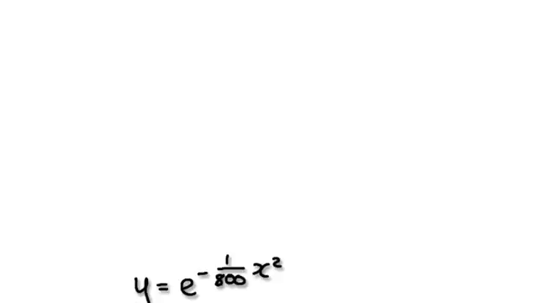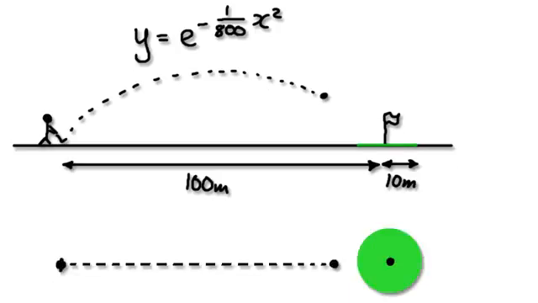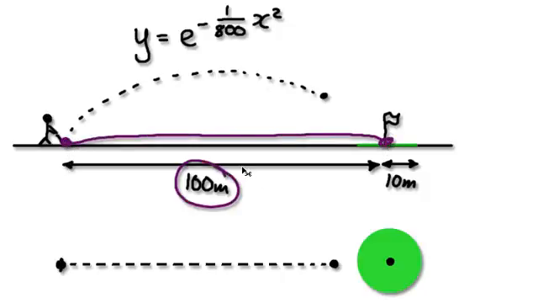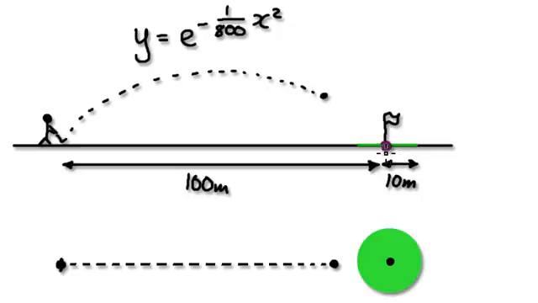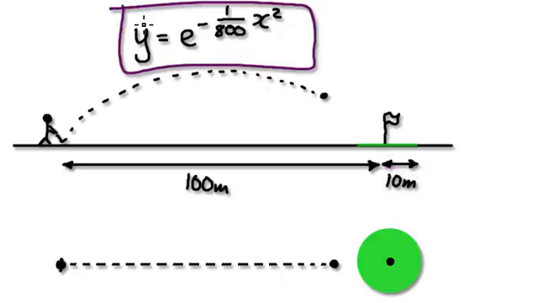Okay, let's give you guys some practice. Imagine now you're playing golf. The distance from here to the flag is 100 meters, and the radius of the green, from here to here, is 10 meters. We are going to use this to model our situation here.